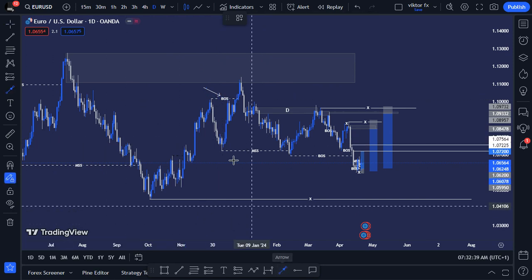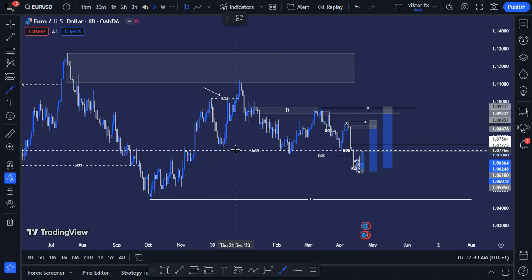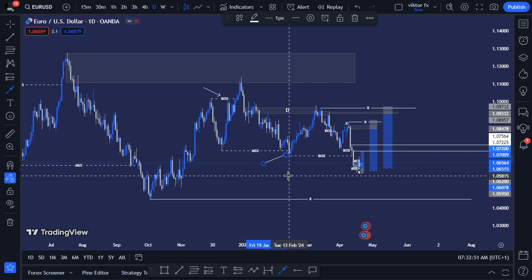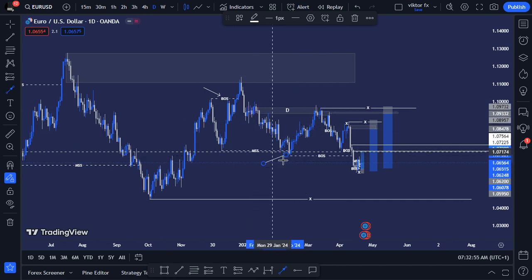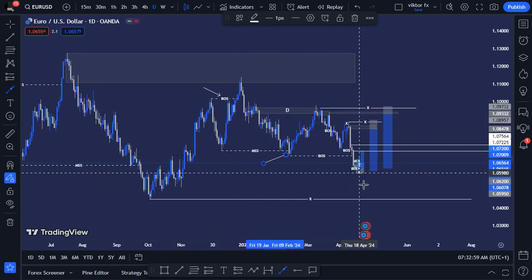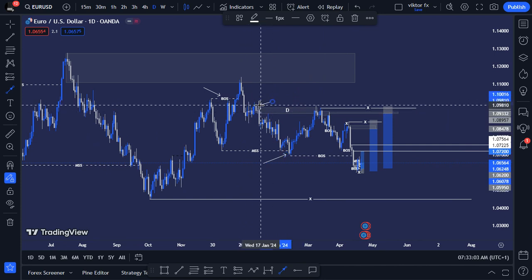Price pushed up, came down, changed character from this zone right here. As we can see, at this point, as price changed character, it went back to another order block to mitigate the order block and finally sell from there. And this was the order block, so that block right here.